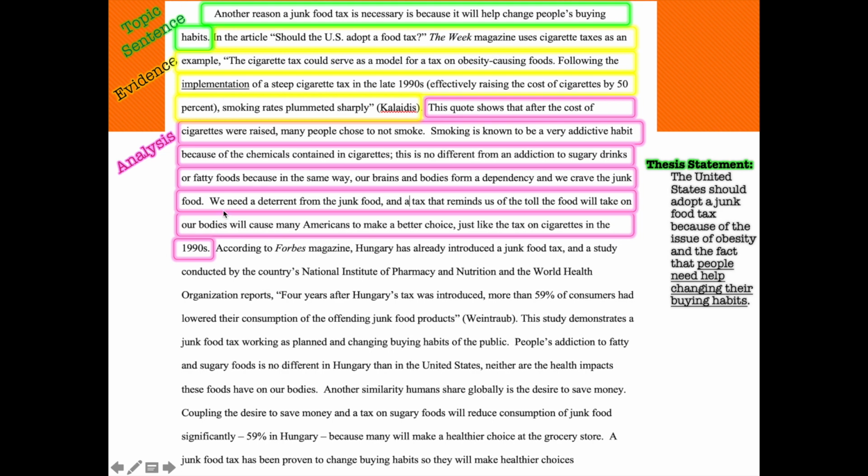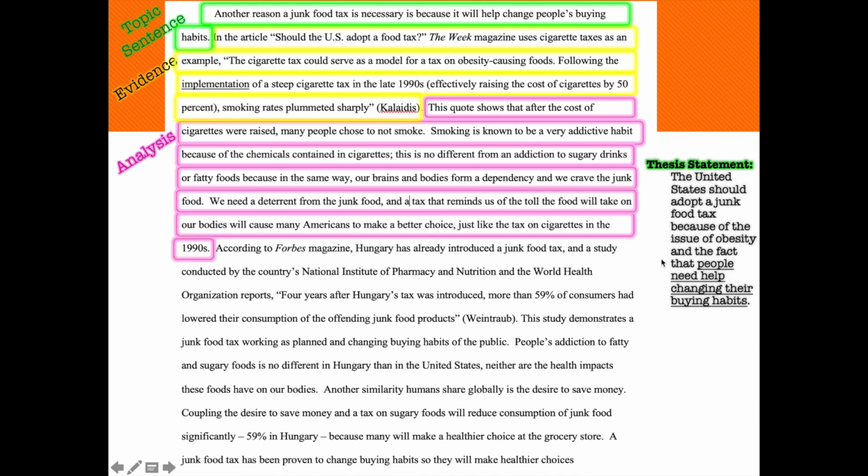We need a deterrent from junk food, and a tax reminds us of the toll the food will take on our bodies, will cause many Americans to make a better choice, just like the tax on cigarettes in the 1990s. I apologize for some grammar errors there.